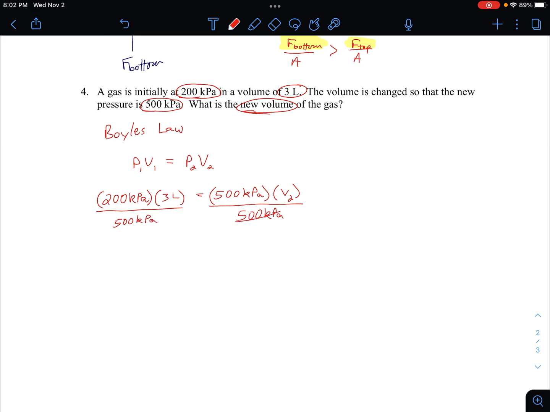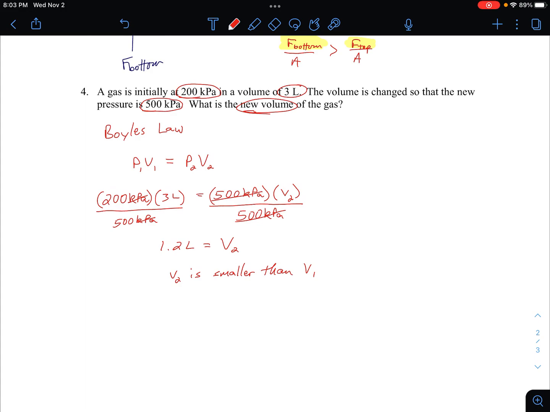On the right side of the equation, my kilopascals cancel, and I'm just left with V2 all by itself. On the left side, the units kilopascals cancel, and then I'm left with 200 times 3 divided by 500, which gives me 1.2 liters. Notice that this is smaller than the starting volume. So V2 is smaller than V1. Does this make sense?